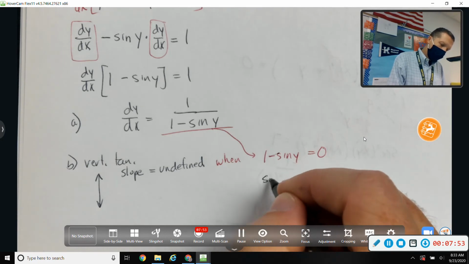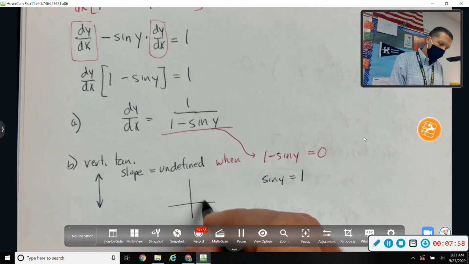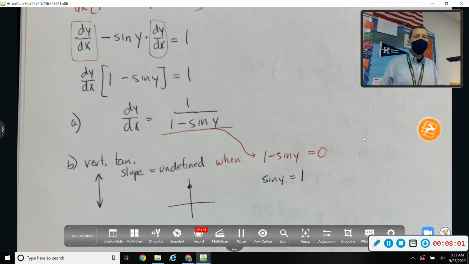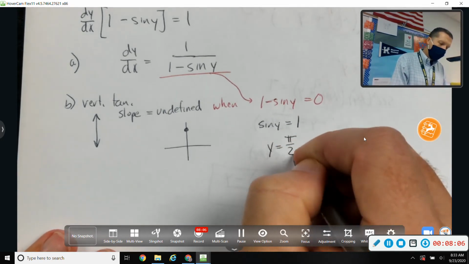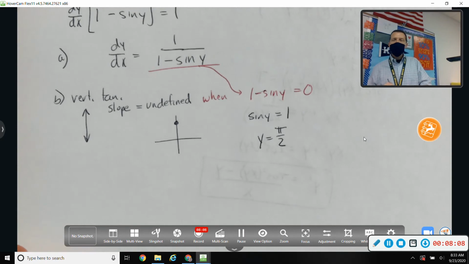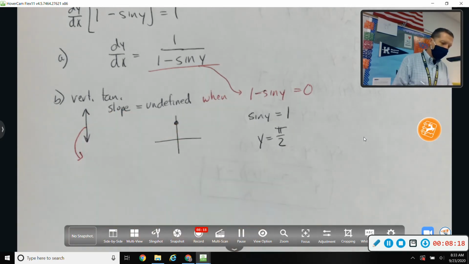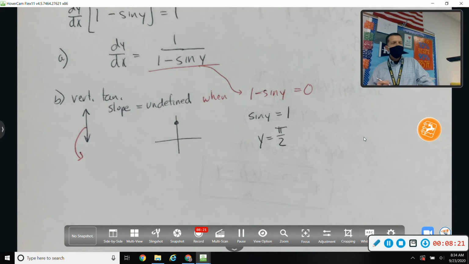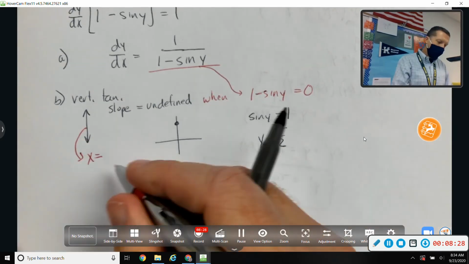So that would be sine of y equals 1. So where does the sine equal 1? Right there. So that would be when y is pi over 2. Reread the question and make sure we answer what's given. Write an equation for each vertical tangent line. What's the equation of a vertical tangent line look like? x equals something. So I've got y equals, I need x equals.